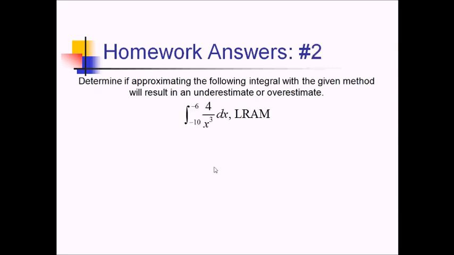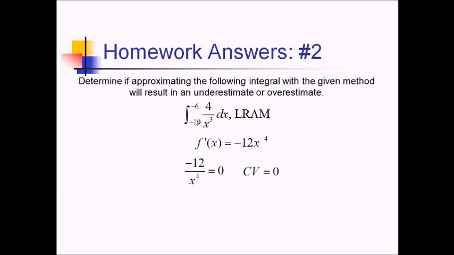For number 2, we're trying to determine if approximating this integral with LRAM is going to under or overestimate it. So for that, we need to know if this is an increasing or decreasing function inside this interval. Let's start by taking our first derivative. If we think of this as 4 times x to the negative 3, this ends up as negative 12x to the negative 4th. So if we find the critical values on this, setting that equal to 0 with the x to the 4th on the bottom, the only critical value is going to happen at 0, which is nowhere near this interval.